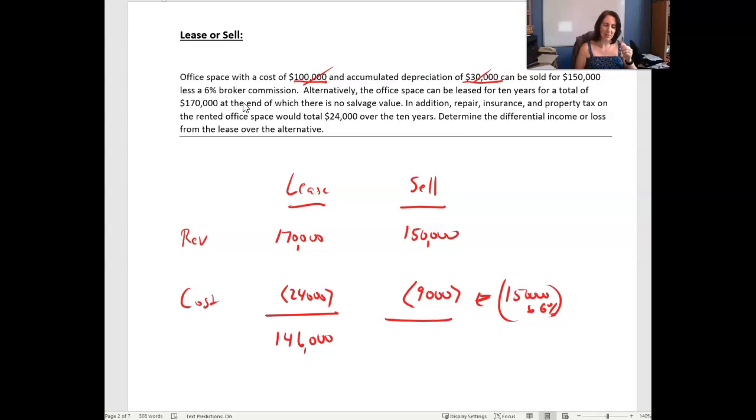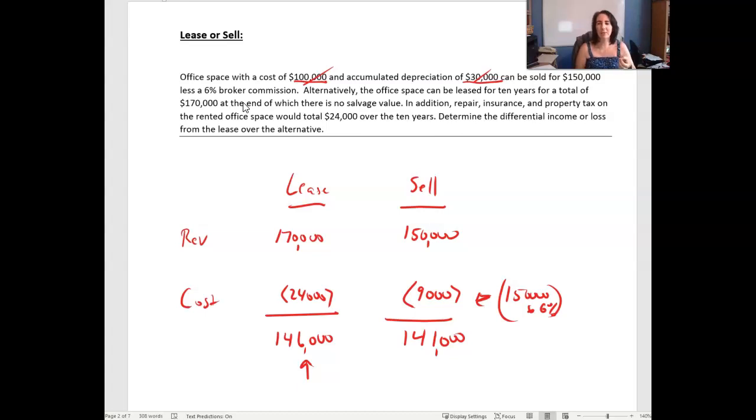All right, so in total, if we subtract, the differential income from each alternative is $146,000 for lease and $141,000 for sale. So my better choice from a financial standpoint is to lease it. All right, I'm making more money. That's what we're doing here.